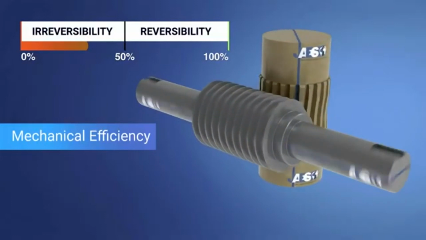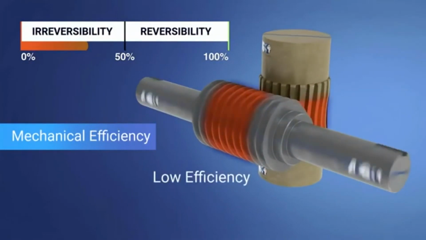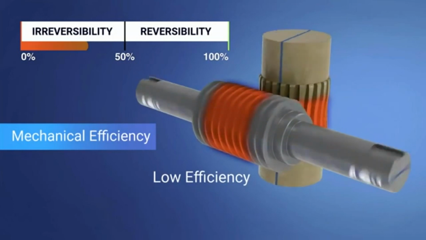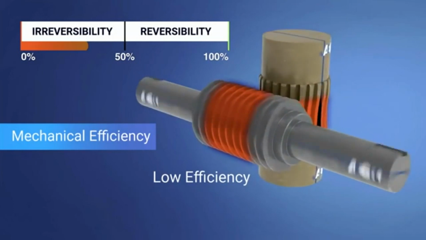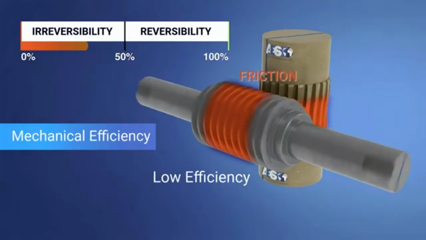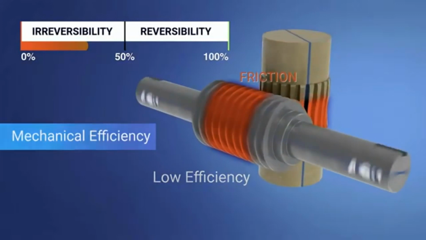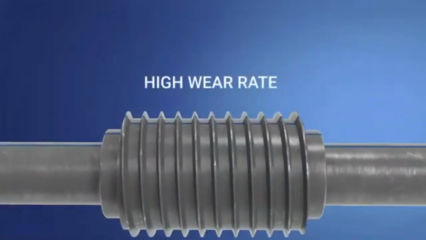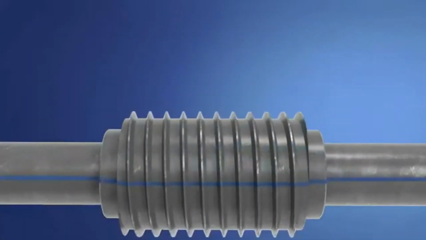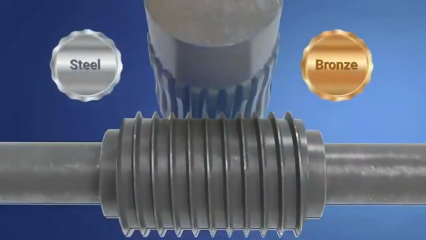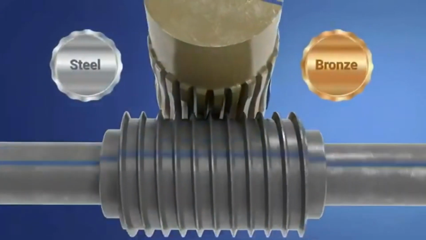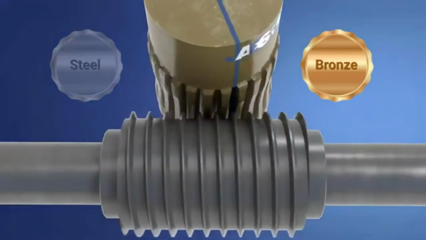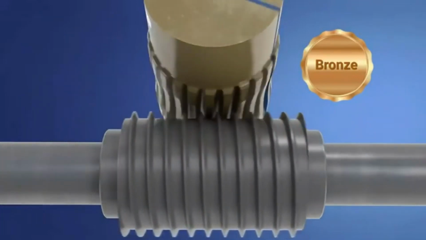The worm gear mechanism usually has low efficiency. That's because there are many contact areas. Plus, the sliding motion creates friction between the gears. For this reason, screw jacks have a high wear rate. To overcome this, special combinations of steel and bronze are used during the production process so that only the bronze parts of the worm gear mechanism can be worn.